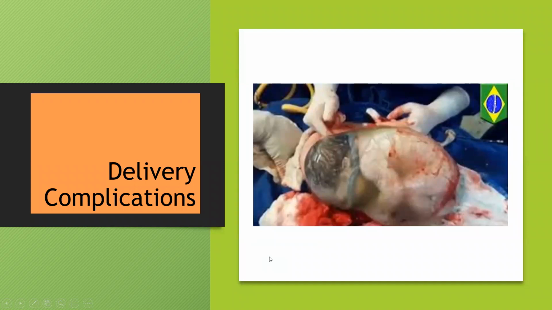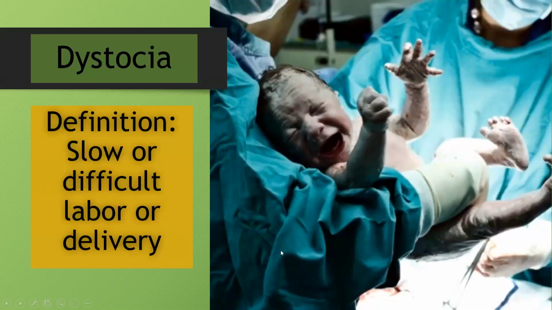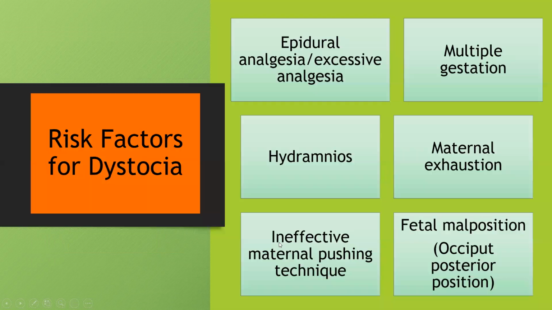So now we're going to move into some of the delivery complications. You've seen this picture before. There's actually a video circulating on the internet. This baby was born by C-section, and it's still inside the sac, and you can kind of see what it looks like on the inside for just a moment before they break the sac and this baby starts to breathe. So again, dystocia, the definition is slow or difficult labor or delivery. So we might have a labor dystocia, or we might have a birth dystocia, often called a shoulder dystocia.